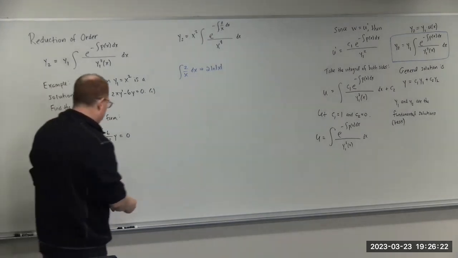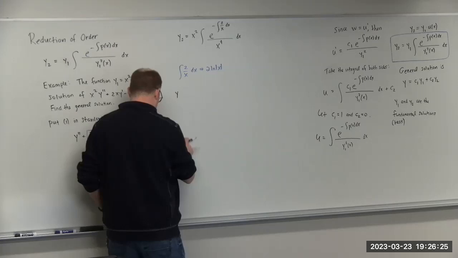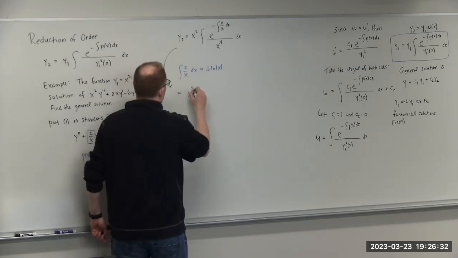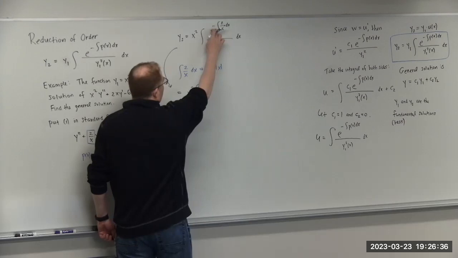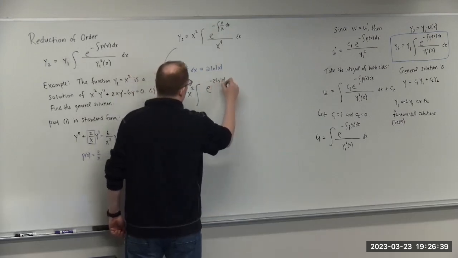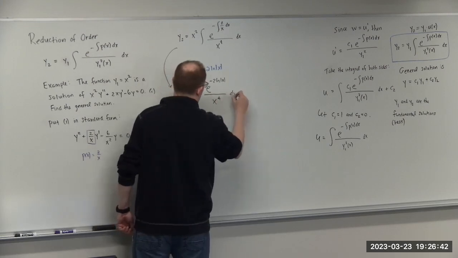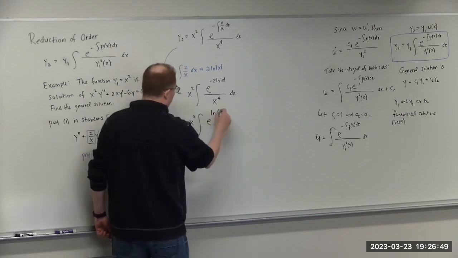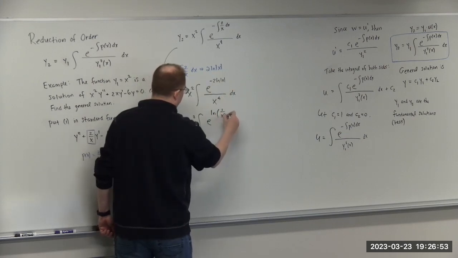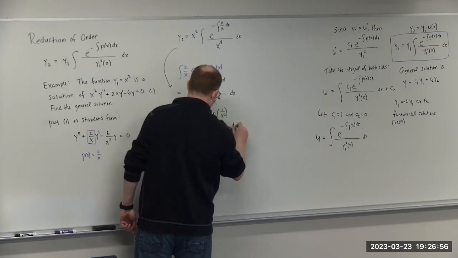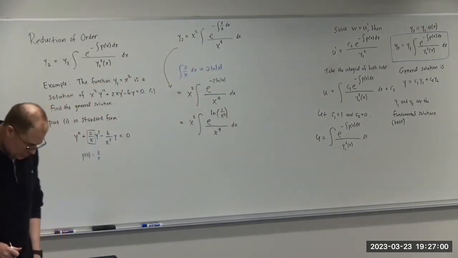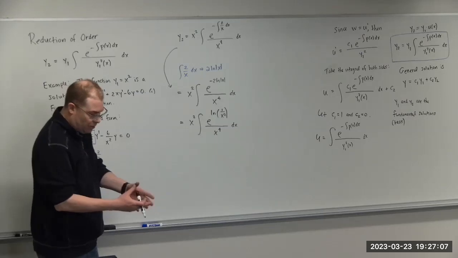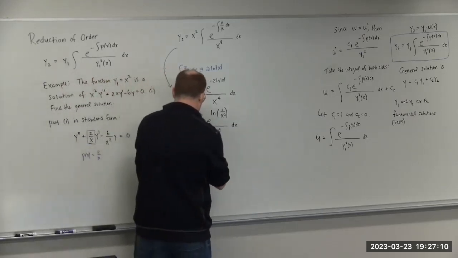And then you have a minus there, so we can rewrite this as x squared times the integral of e to the minus 2 times natural log x, over x to the fourth. When you put this in here, that's just going to be 1 over x squared, because e and natural log are basically inverse functions of each other. So that's going to leave us with 1 over x squared there.